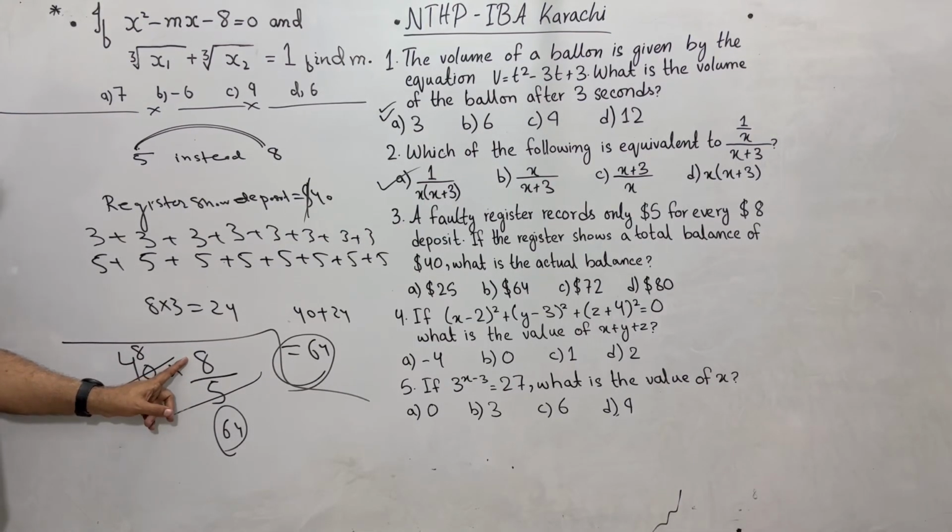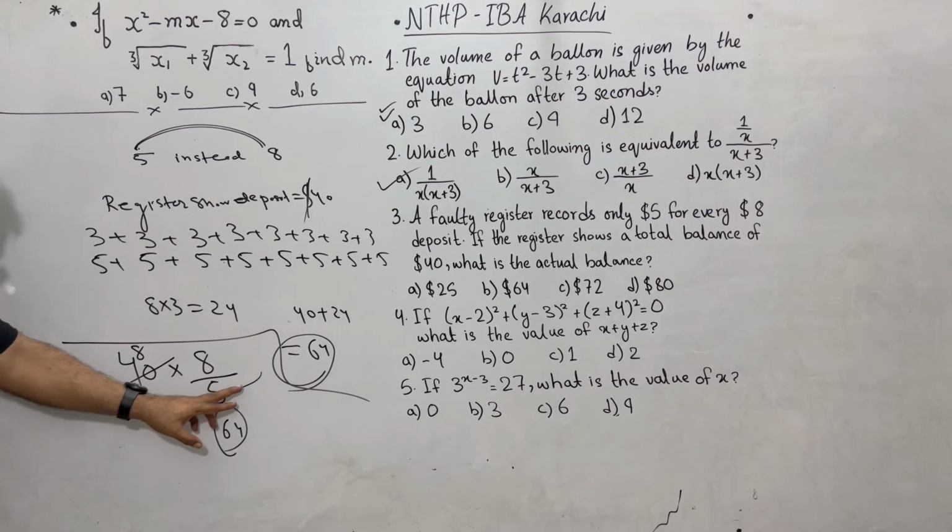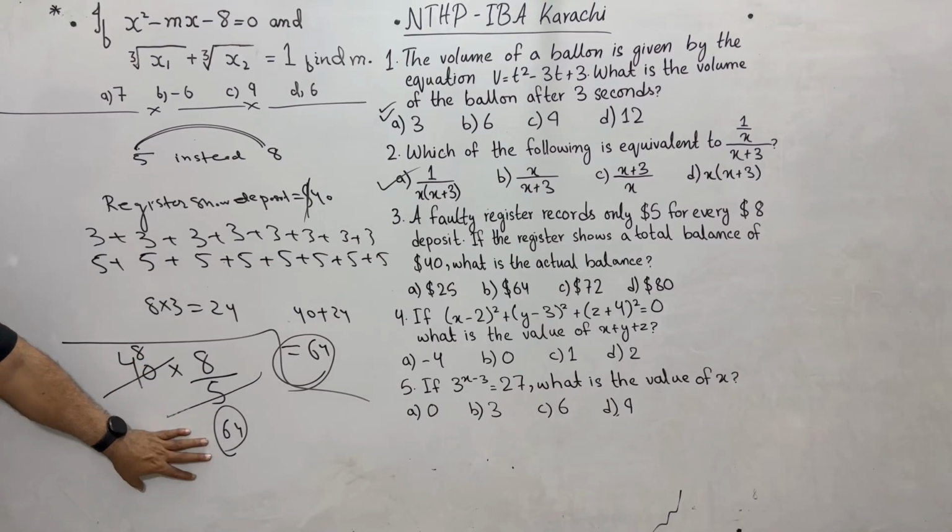It is actual divided by 40. Actual divided by 40. 40 will be removed. 8 8s are 64, that is the right one.